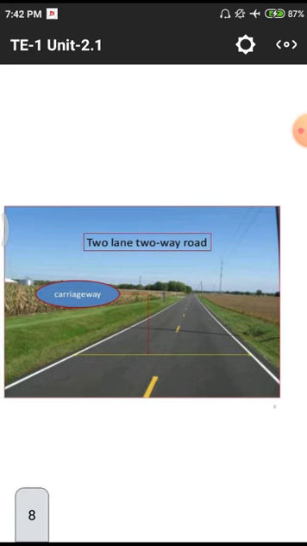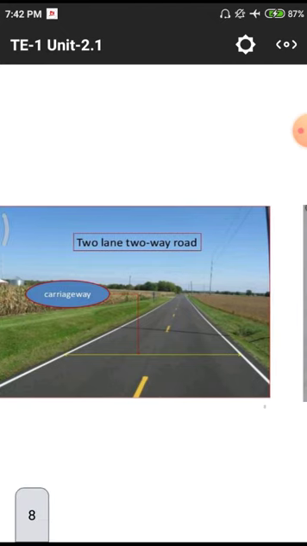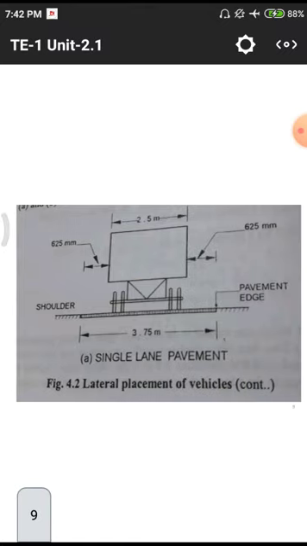Okay, this is a simple example of a two-lane two-way road. That means two lanes are here and it is two-way, not one way. One way means that for going or coming vehicles, only one particular mode of transportation takes place on that road, so we call that one way. Two way means both coming and going vehicles take place on the particular road. This is a typical example for the particular road.